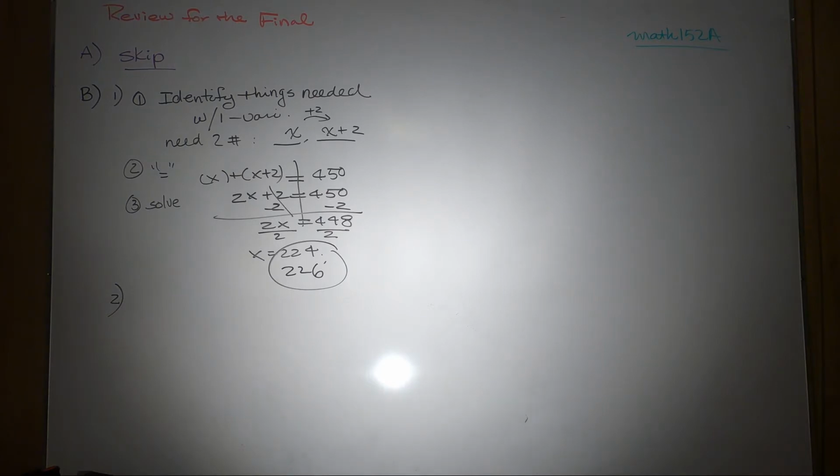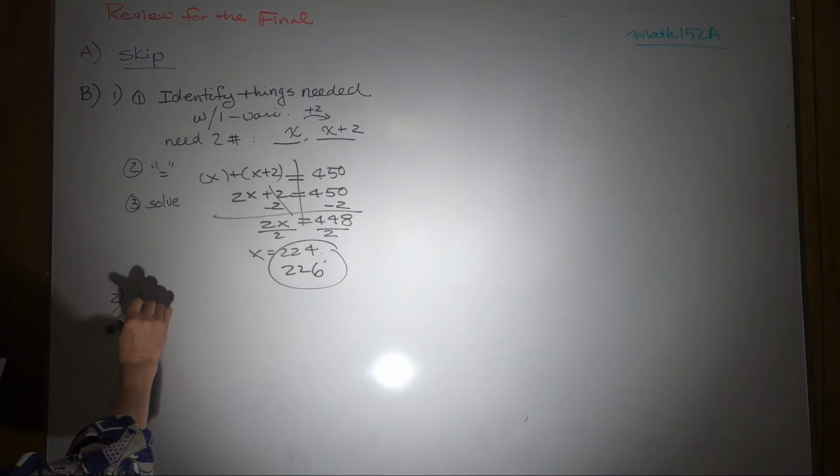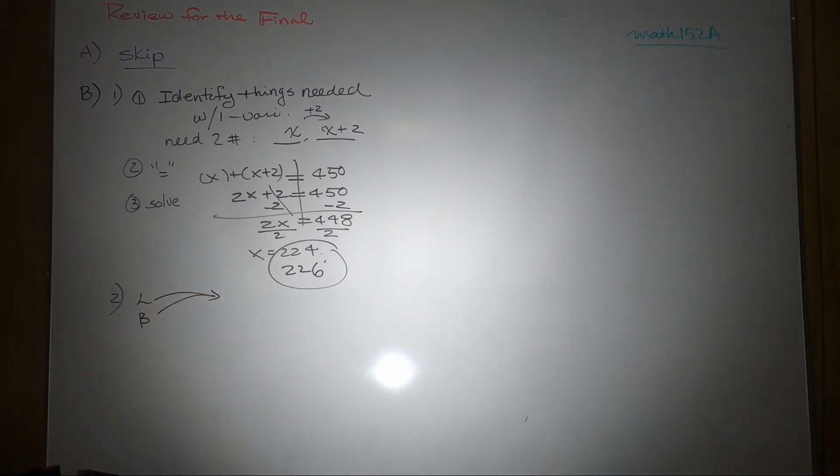Next one, third problem, okay? Lowenda and Betty both drive the same distance to the shore. By driving 15 miles per hour faster than Betty, Lowenda can get there in 3 hours, while Betty takes 4 hours. How fast does each of them drive? So Lowenda and Betty both drive the same distance to the shore. One is driving faster.